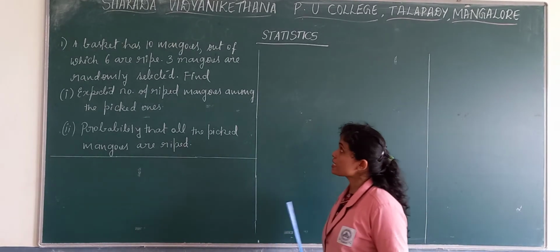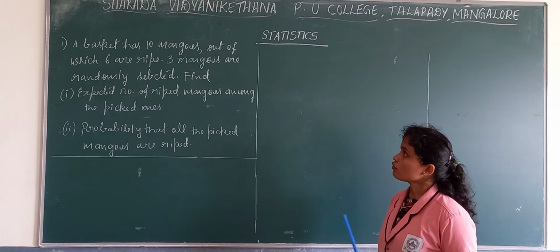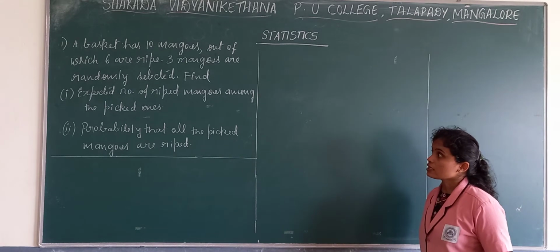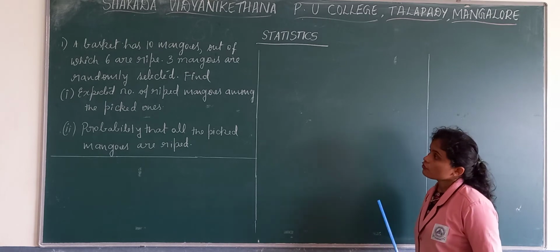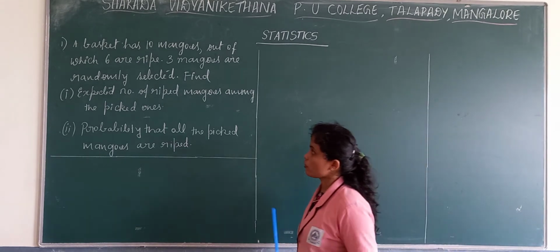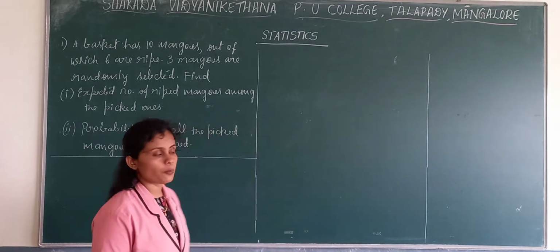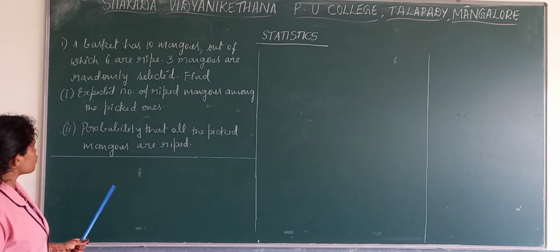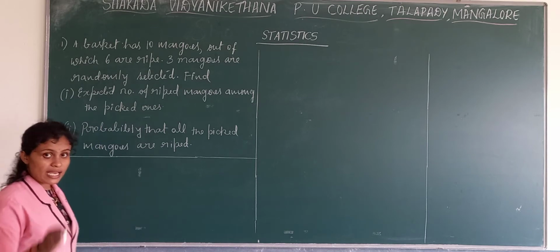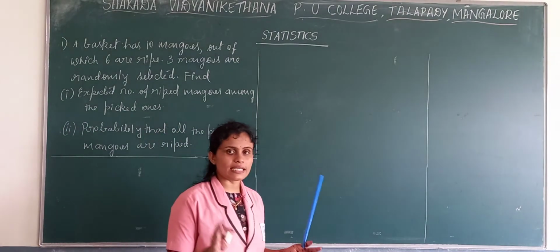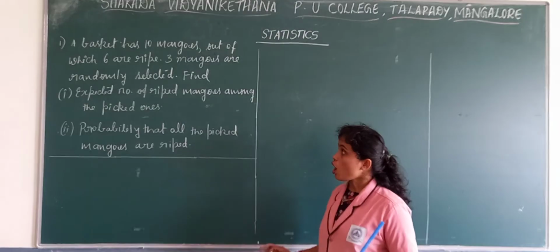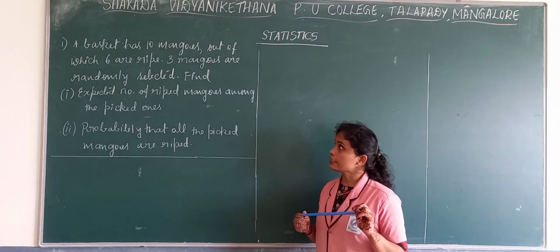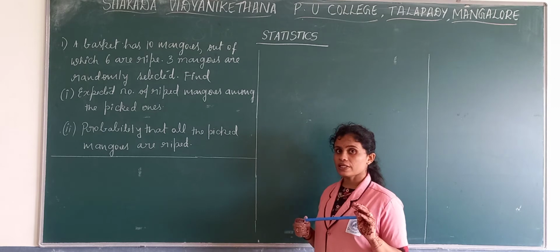A basket has 10 mangoes, out of which 6 are ripe. 3 mangoes are randomly selected. Find, first, the expected number of ripe mangoes among the picked ones, and second, the probability that all the picked mangoes are ripe. A basket has 10 mangoes. The total there are 10 mangoes. Out of that, 6 are ripe and 3 mangoes are randomly selected.